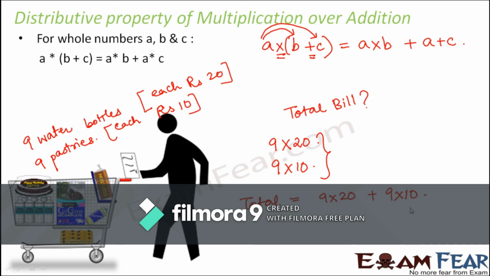Now here I have taken smaller numbers, but sometimes these numbers might be complicated. Instead of 9 bottles, you might have purchased 91 bottles. Instead of the cost of one bottle being 20, the cost can be 29.